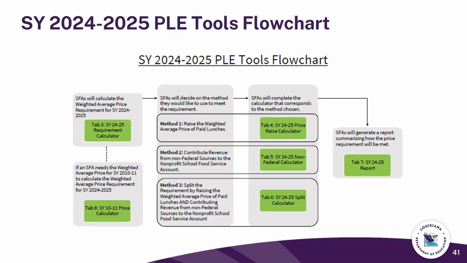On this slide is the 24-25 PLE tool flow chart. It breaks down the steps to complete the tool. SFAs will calculate the weighted average price requirements for 24-25. Then the SFA will decide on the method to use to meet the requirement. SFAs will then complete the calculator that corresponds with the method chosen. Then generate a report summarizing how the price method will be met.